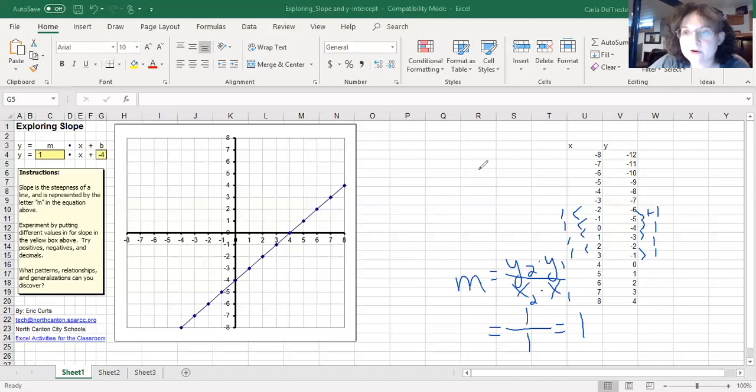So it doesn't matter whether you have the graph, whether you have the table, you can still figure out the important pieces of the function, which is the slope and the y-intercept.